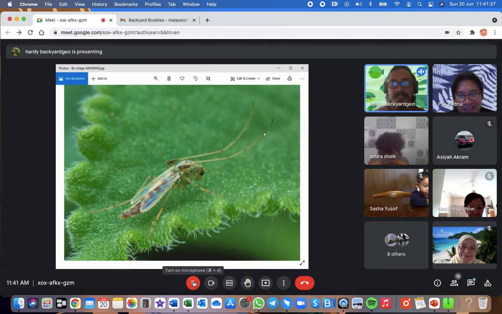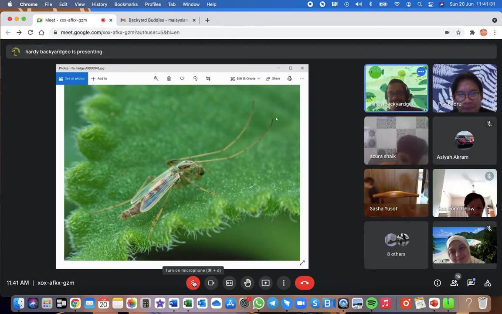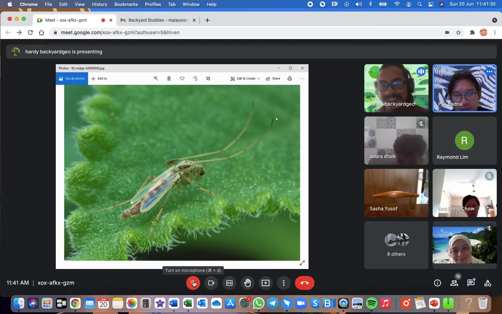This one is also a leg, but it doesn't look like a leg. Yep. Imagine if we have 6 legs. You'll be all over the place.